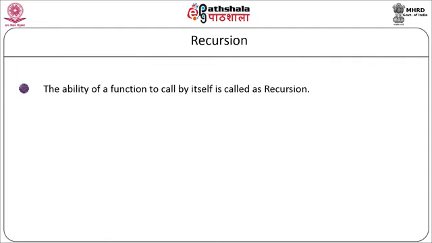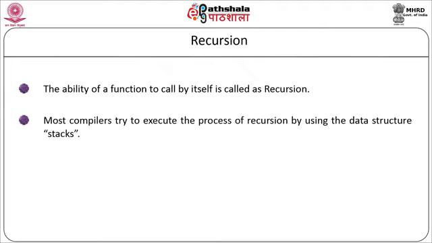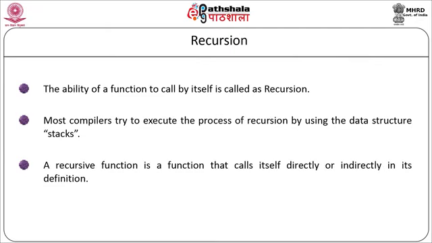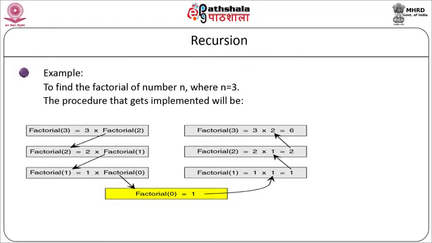The ability of a function to call itself is called recursion. Most compilers execute the process of recursion by using the data structure stack. A recursive function is a function that calls itself directly or indirectly in its definition. As you can see here, the entire process of recursion is explained using the diagram. Here, to find the factorial of 3, where n is equal to 3, how the recursion works is shown.